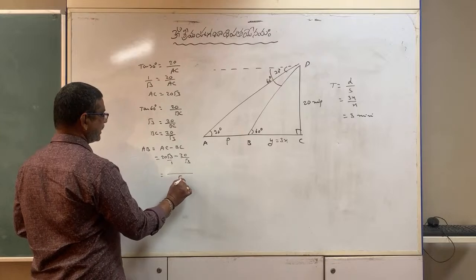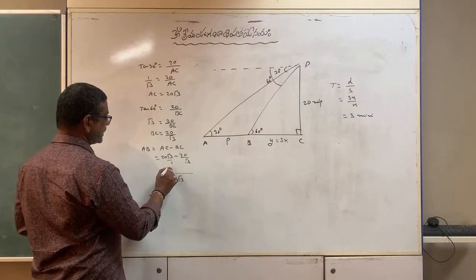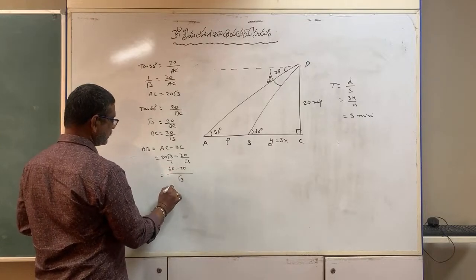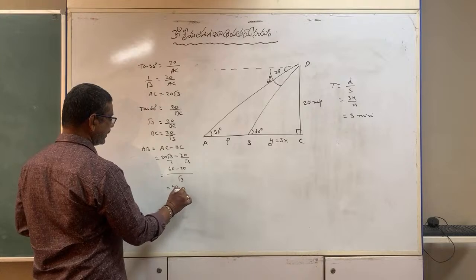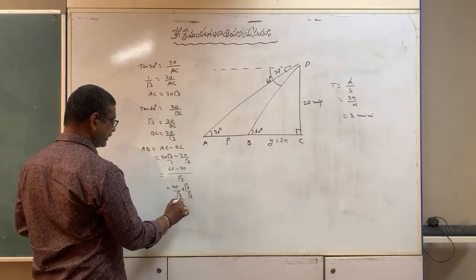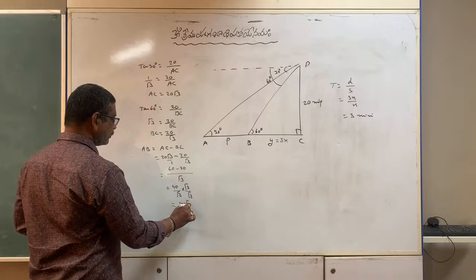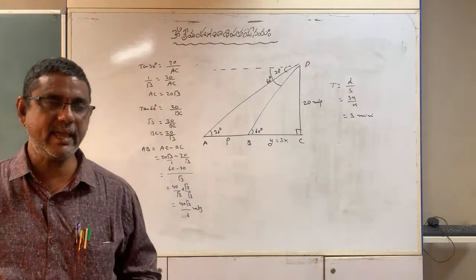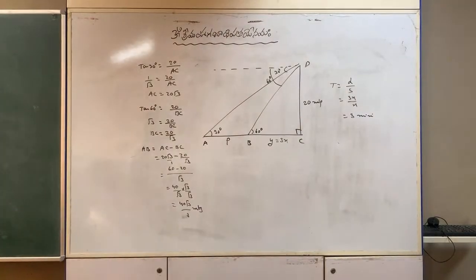AC is 20 root 3, DC is 20 by root 3. Taking LCM root 3, I get 60 minus 20, 40 by root 3 into root 3 by root 3, which is 40 root 3 by 3 meters. So the distance between two positions is 40 root 3 by 3 meters.